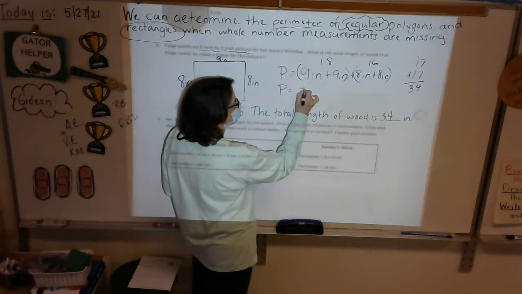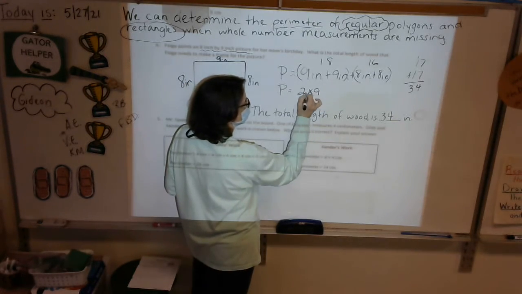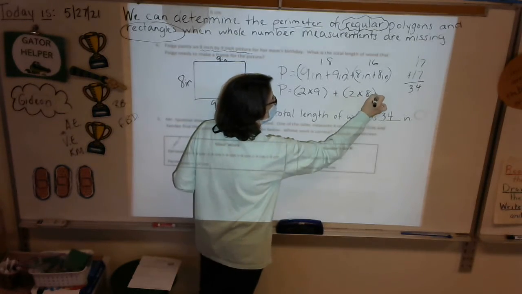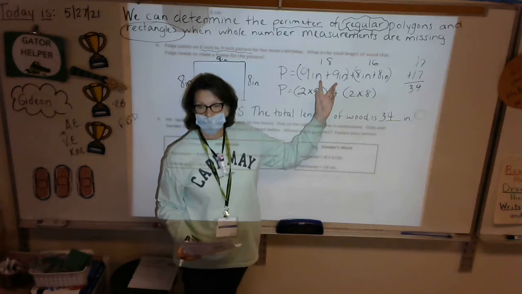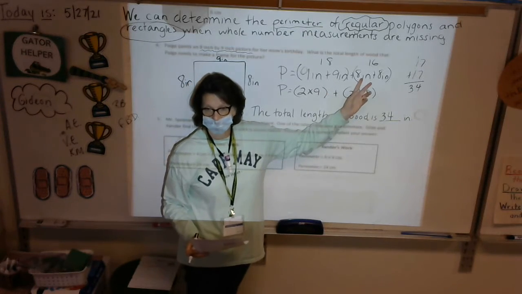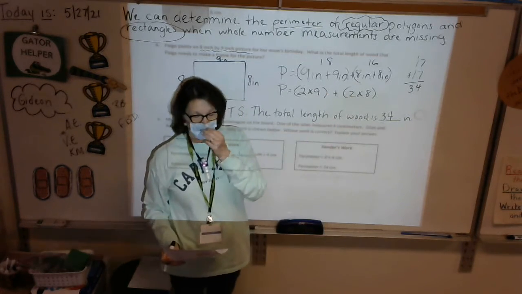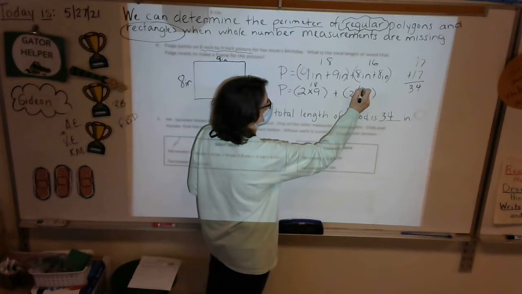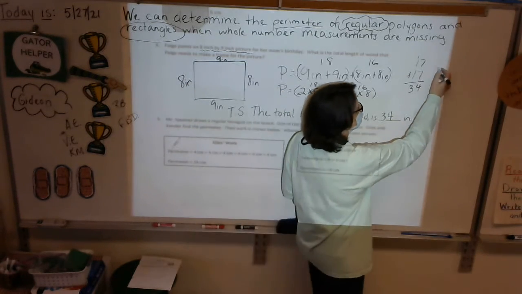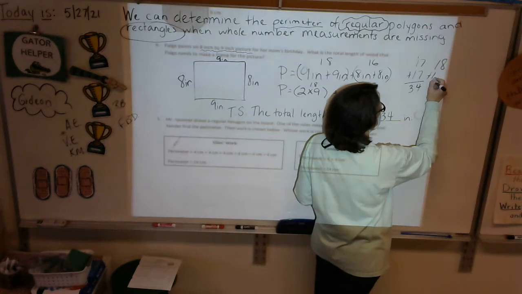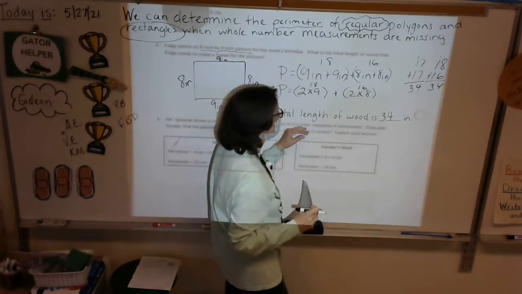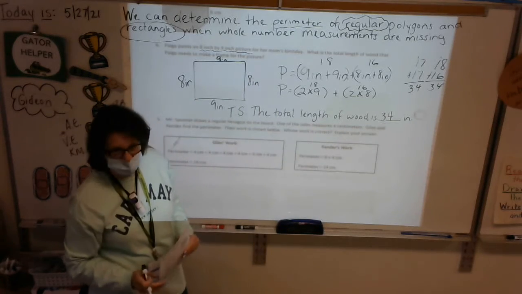How about doing this? 2 times 9 plus 2 times 8. If you look at our number sentence, don't we have 2 9s and 2 8s? Okay? So that's another way to do it. 2 times 9 is 18 and 2 times 8 is 16. 18 plus 16, if we do our math over here, will give us 34 as well. So the total length of wood is 34 inches.